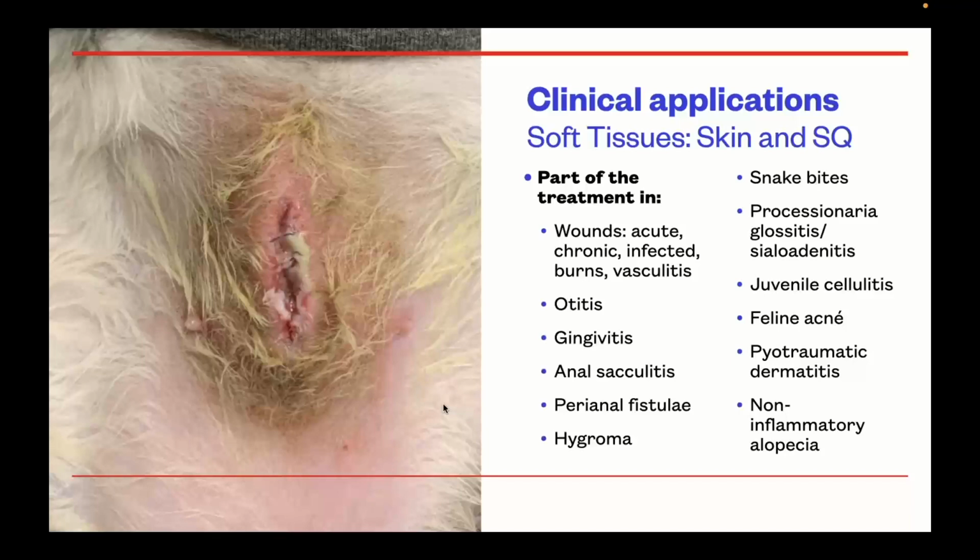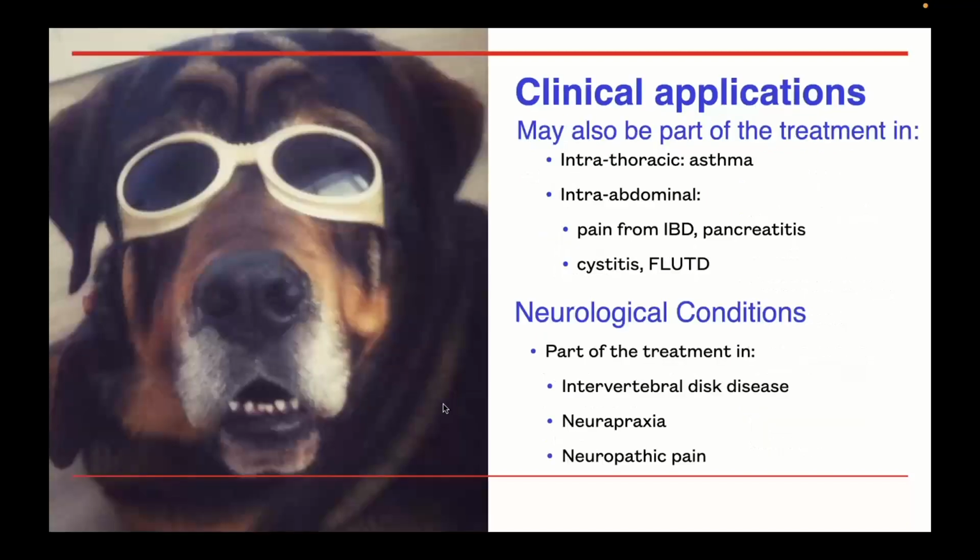Of course, to access structures that are deeper than the skin, we need not just the right wavelengths, but also enough power. So with the right wavelength and power, and although not as frequent, laser therapy can also be incorporated to the treatment of some abdominal and thoracic conditions, such as asthma and cystitis or colitis.